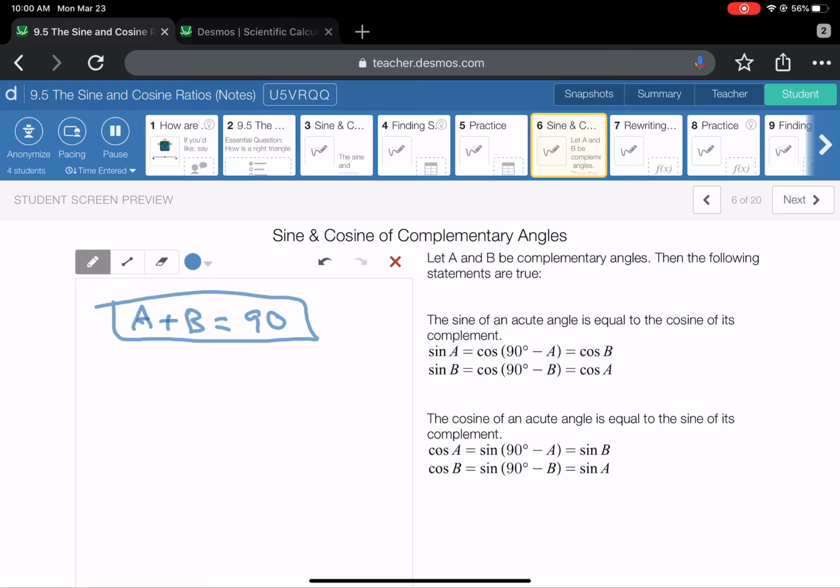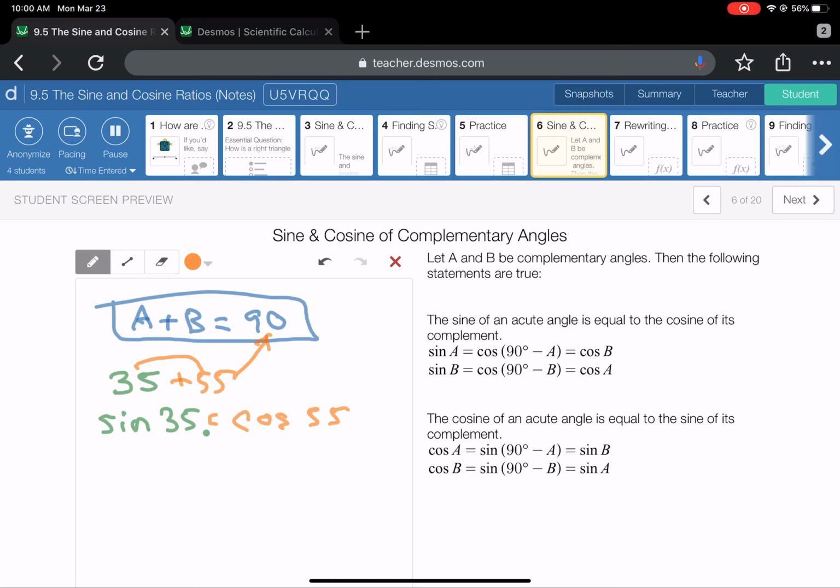So, let's say our angle is 35. That means its complement, in order to add up to 90, has to be 55, right? So these two angles add up to 90, so they're complements. So then if I have sine of 35, that's going to be the same number as the cosine of 55.